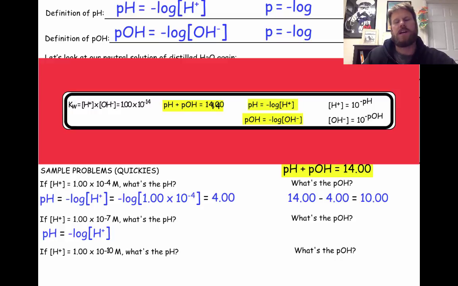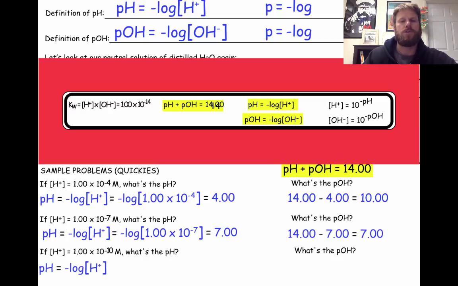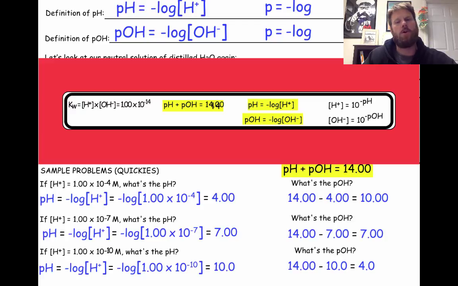If the H plus concentration is 1 times 10 to the negative 7th, that qualifies as a quickie. The pH is simply 7. To find the pOH, you take 14 minus the pH, which will end up getting you 7 as well. If the H plus concentration is 1 times 10 to the negative 10th, then the pH is simply 10. So the pOH would be 14 minus that, the pOH would be 4. So quickies work if the concentration is 1 times 10 to the negative something. If it's not that, then you have to calculate them.